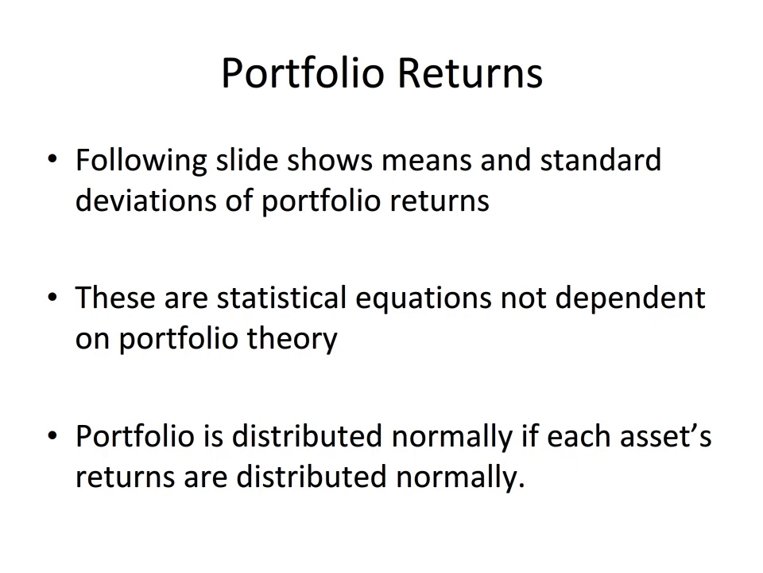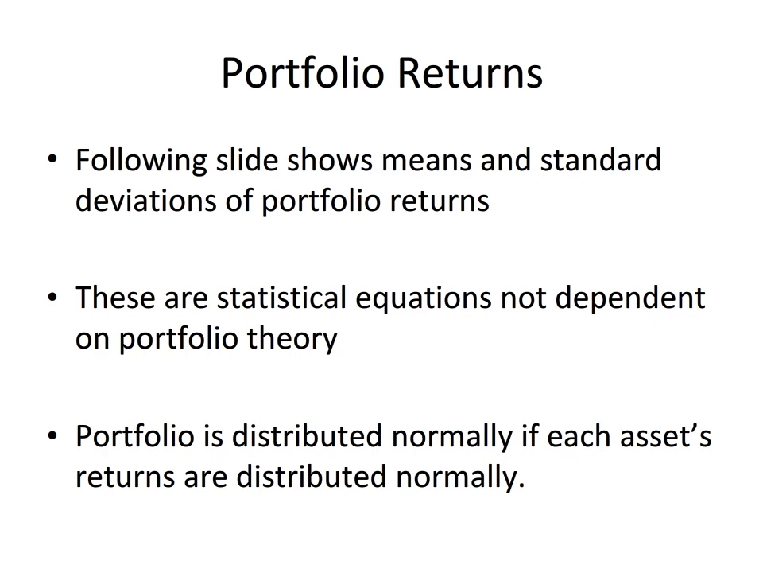Given what we've laid out, we can now indicate what our portfolio returns are, and that's going to be shown on the next slide. We're going to show what the mean, standard deviations, or variances are of portfolio returns. These are the statistical equations we'll show, and they're not dependent on the portfolio theory themselves. These are just linear combinations of two random variables. It's a statistical relationship. Any random variables that are combined in a linear fashion will have these relationships.